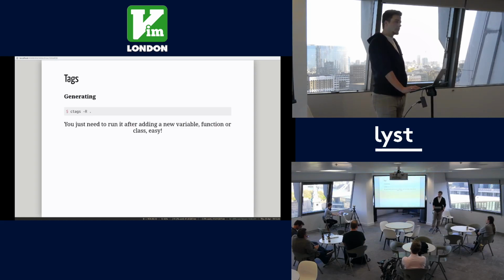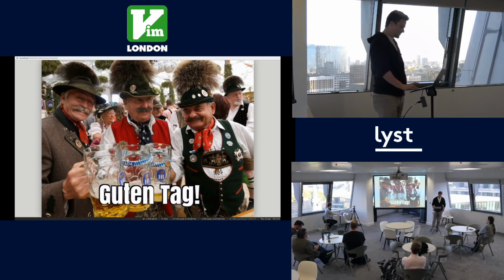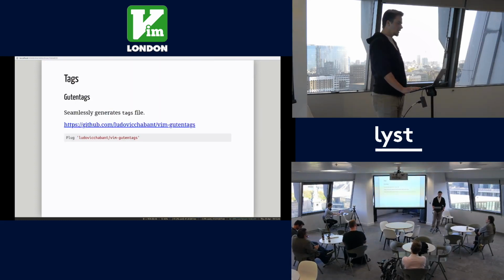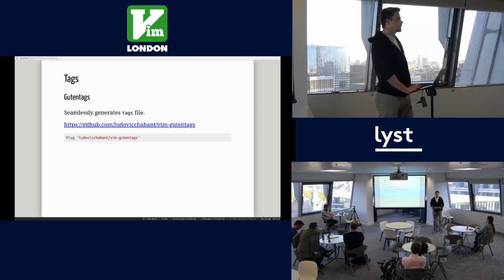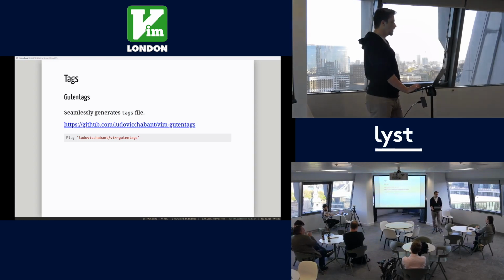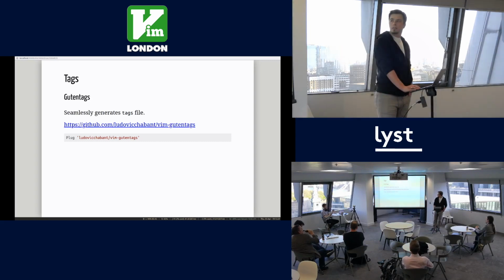So as I said, generating ctags is very easy. You just have to run this command every time you add a new class, function, or variable. Very easy. Or you can use GutenTags. GutenTags is a plugin that allows you to seamlessly generate the tags file. You just need to open a file, and it will generate the tags file in the background. There's nothing else you need to do. And it makes life easier.